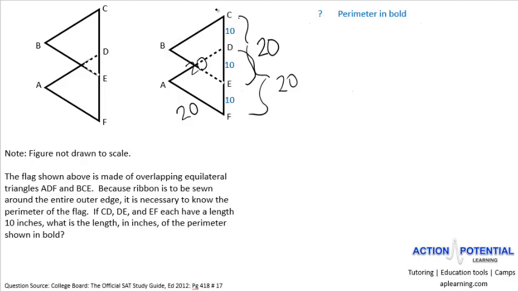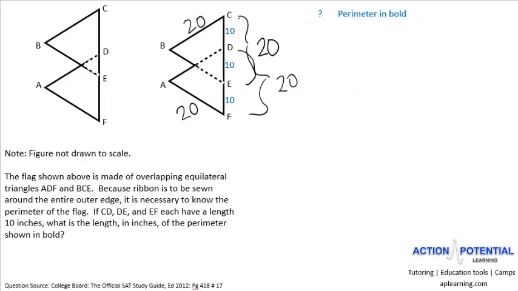Similarly, with triangle BCE, we know that one of the sides is 20, that side from C to E. So the side from B to C must also be 20, again, because it's an equilateral triangle. Again, from B to E, that measure is also 20, but we just care about this bolded piece here. So how do we figure out this bold piece and this bold piece here?